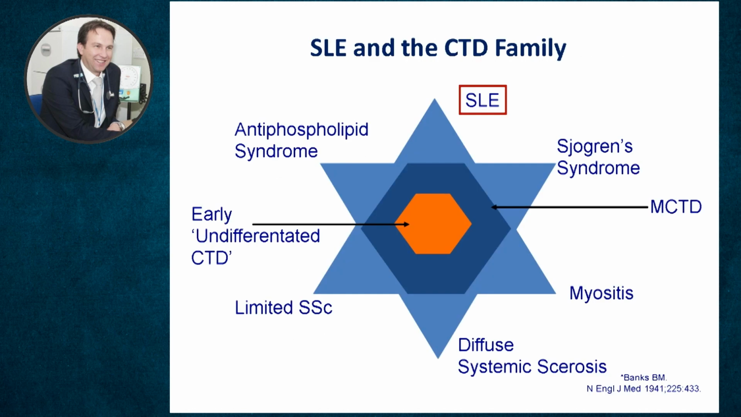Just to remember that lupus sits within the connective tissue diseases and has overlapping features with many of them, such as Sjögren's syndrome, mixed connective tissue disease, myositis, for example, and many patients evolve over time, often from an early or undifferentiated connective tissue disease. Antiphospholipid syndrome is common in lupus, and therefore the CTD family should be thought of as an overlapping spectrum of disease.